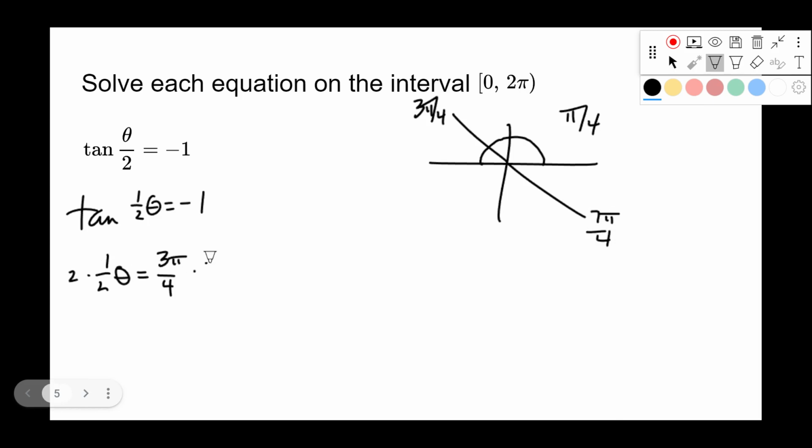So I'm going to multiply by 2 over 1. I can cross cancel. 2 and the 4 makes 3 pi over 2, and that's my answer. Or it could be 6 pi over 4, which is 3 pi over 2. This is my only answer.